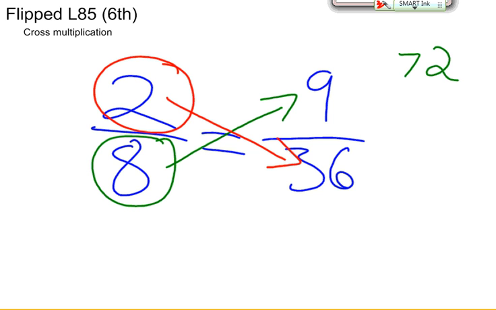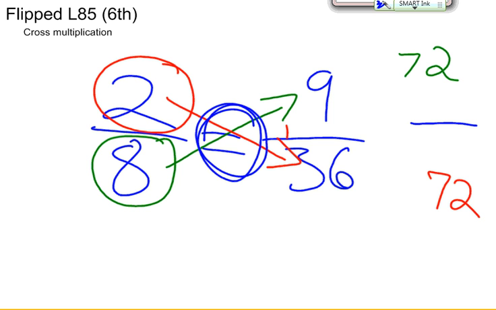So 2 times 36. 6 times 2 gives me a 2, carry the 1. 2 times 3 is 6 plus 1 equals 72. And so in the end, we cross multiplied and we got 72 over 72, which means that 2/8 is equivalent to 9/36. So they are equal, and this idea of being equal is true. But what you see here is we cross multiplied. Let's try another one.